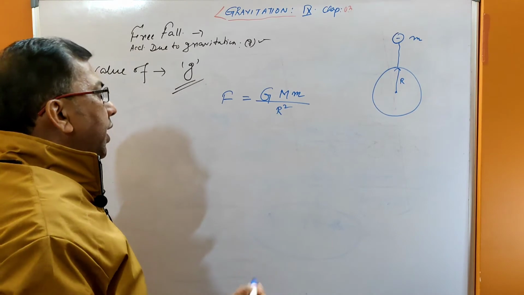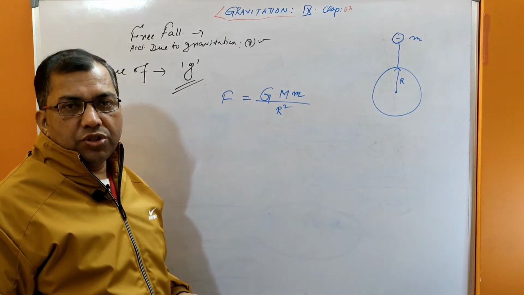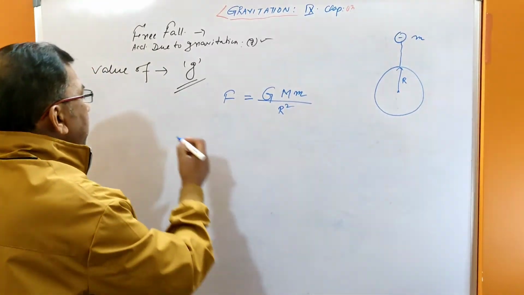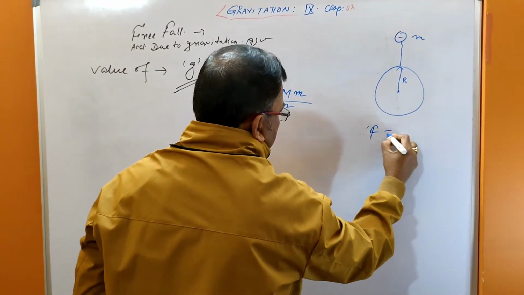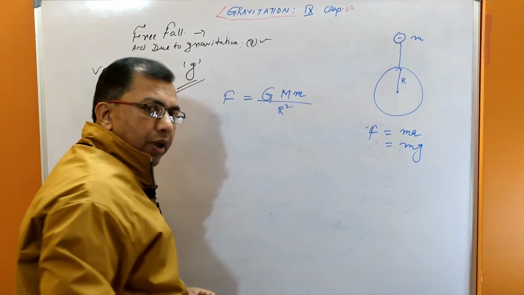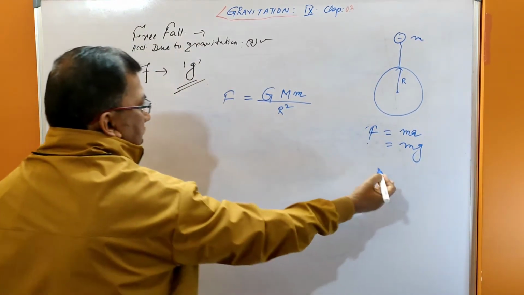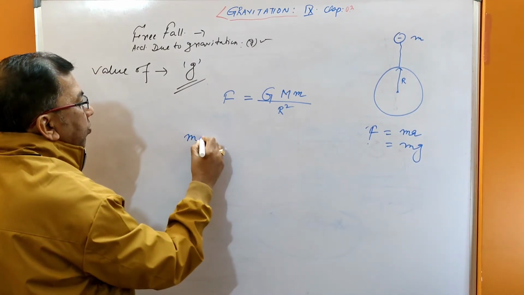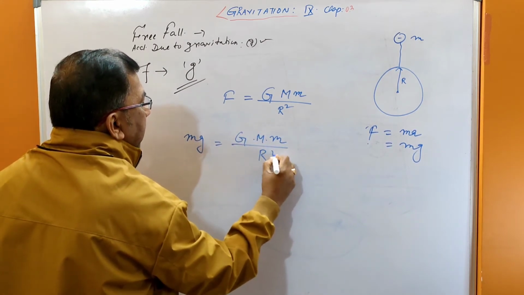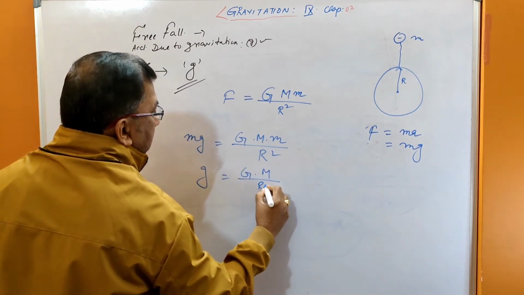And if a constant force is applied, then acceleration is produced. According to Newton's second law, F equals ma, and here, as acceleration due to gravity, F equals mg. So that is F, and this is also F. Comparing, we get mg equals G M m by r square, or g equals G M by r square. Clear?